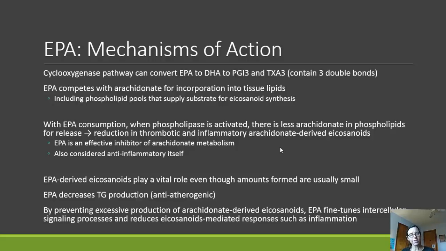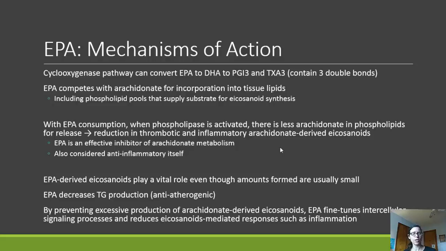But EPA eicosanoids are also thought to be anti-inflammatory in and of themselves. So you kind of get a double benefit here. So even though we don't have that high of quantities of EPA in our diet, and therefore not that high of quantities of EPA-derived eicosanoids in our bodies, these small amounts still play a really vital role.